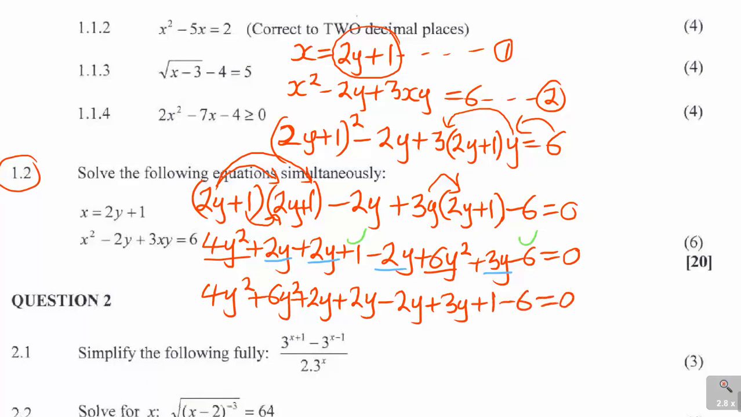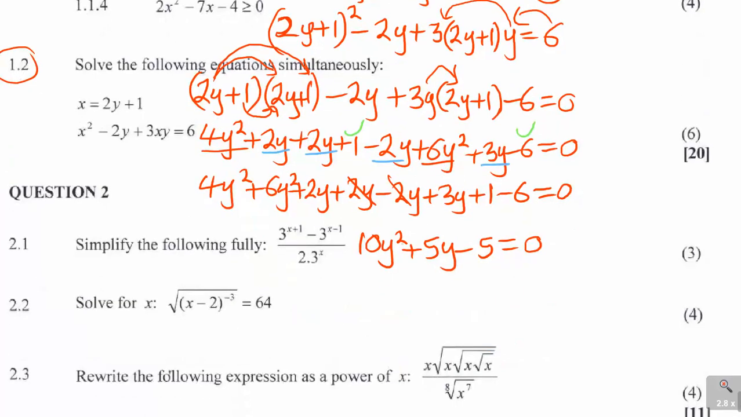Then you go and check, is there any of the items that you forgot? Check if all of them are either ticked or marked. That is a way to check that you didn't make an error. Now the next step is 4y squared plus 6y squared, it's 10y squared. Now 2 plus 2 minus 2, this goes, 2y minus 2y. It goes. So 2 plus 3 is 5y. And then 1 minus 6 is minus 5 is equal to 0.